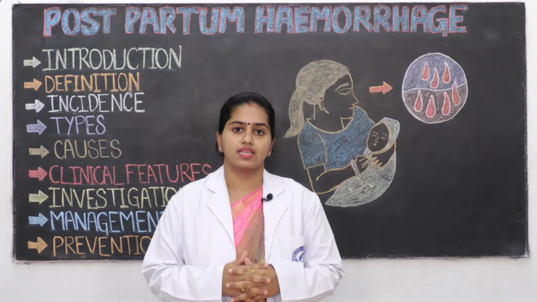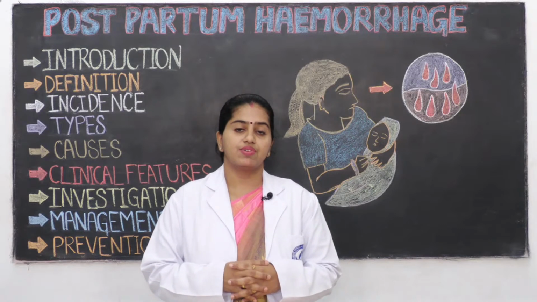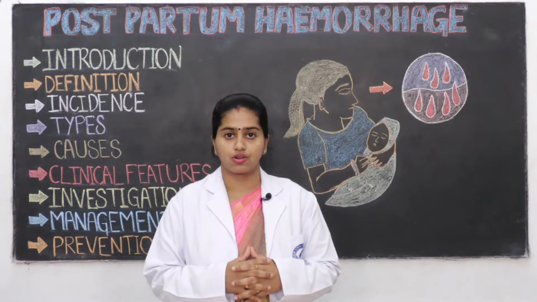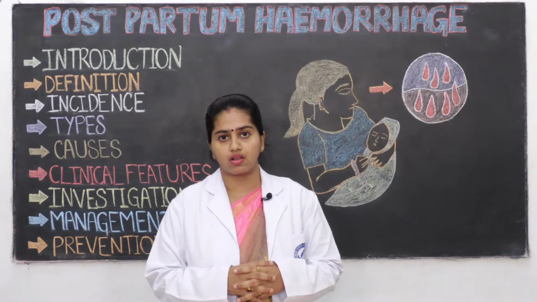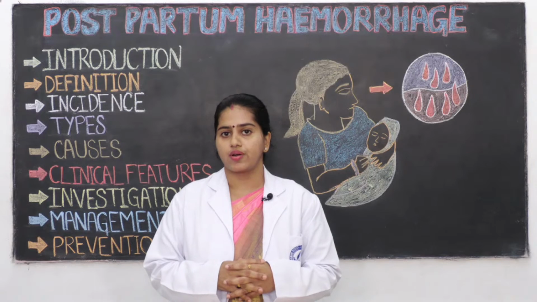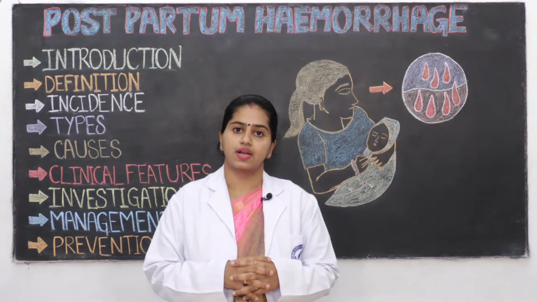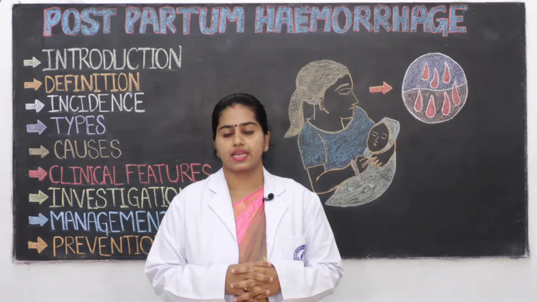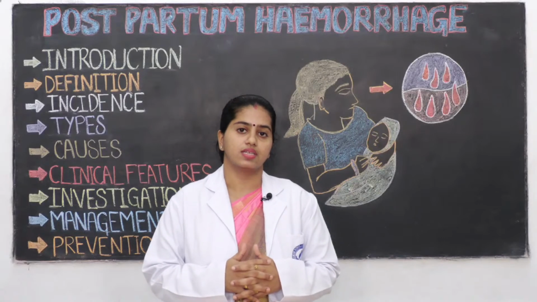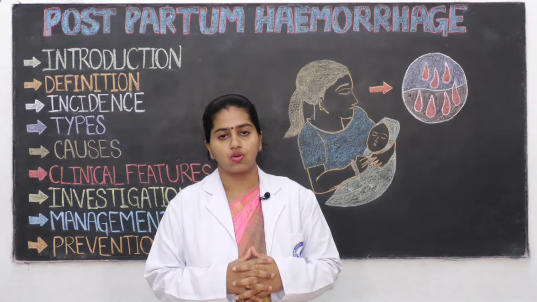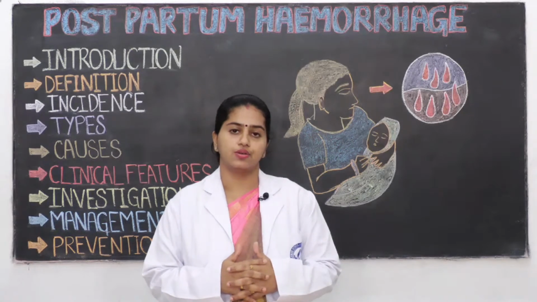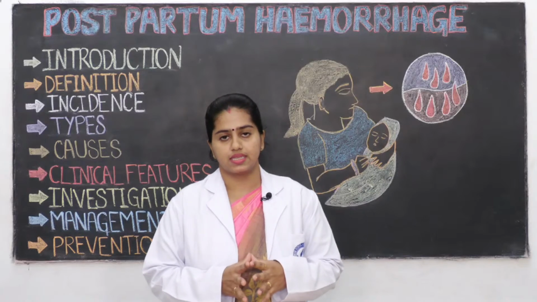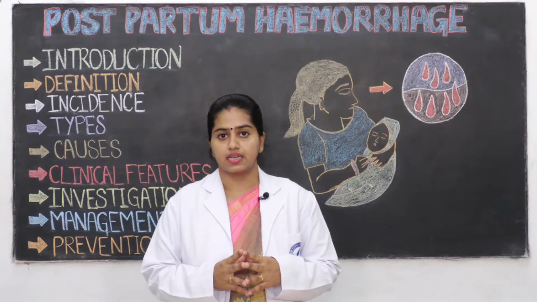Next, we'll see the investigations. Mainly we have to assess the condition of the woman, how much blood loss there is, we have to monitor the BP, and we have to assess the shock symptoms. We have to take blood to identify the blood group, the hemoglobin, and hematocrit value. This hemoglobin and hematocrit will be decreased, and liver enzymes.